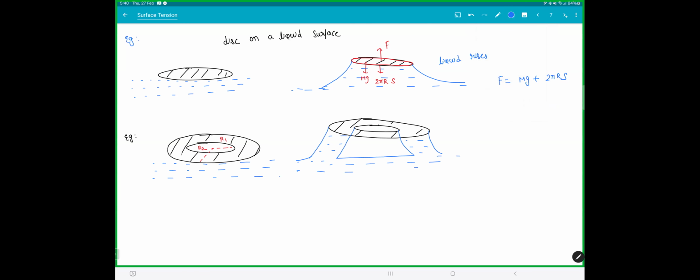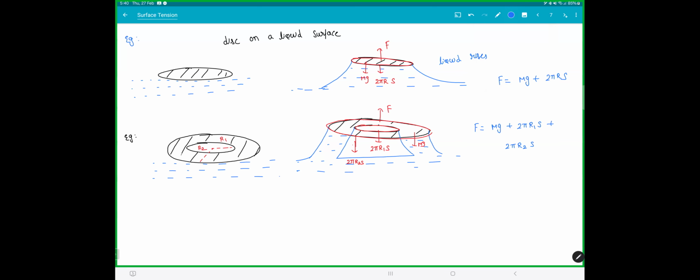rises there. Now, if you want to remove this, there's one force on the inside, the surface tension force, which is 2 pi R1 S, and there is one more surface tension force on the outside, which is 2 pi R2 into S, and you also have your own weight mg. So in this case, the force will be mg plus 2 pi R1 S plus 2 pi R2 S.